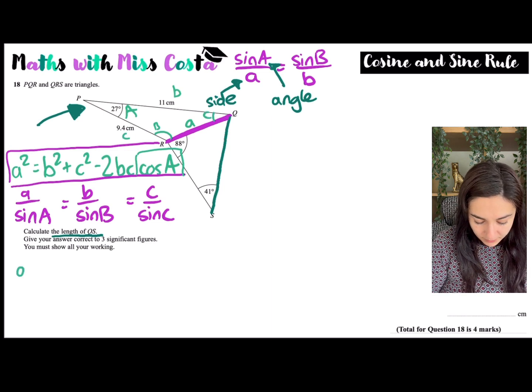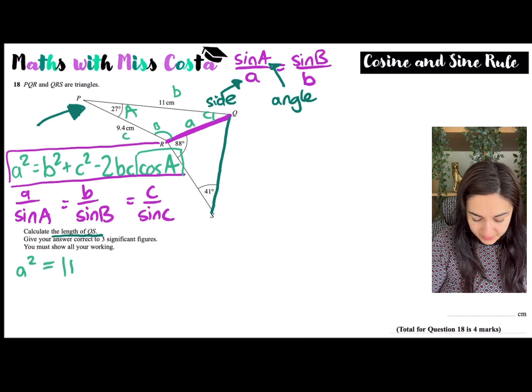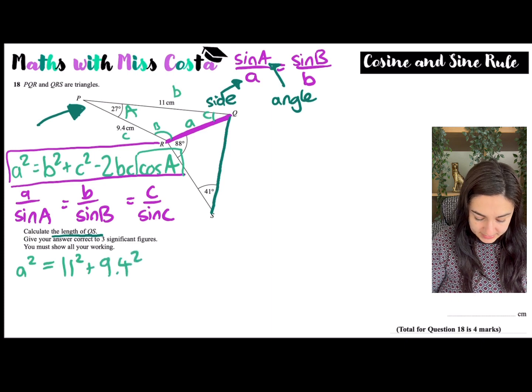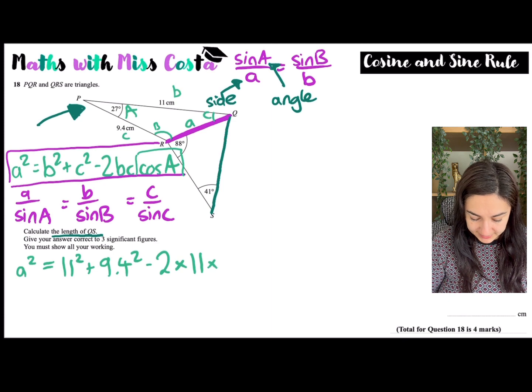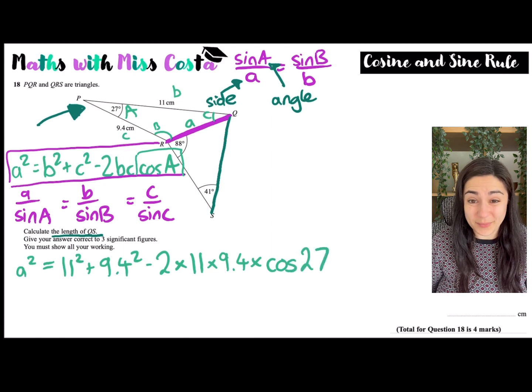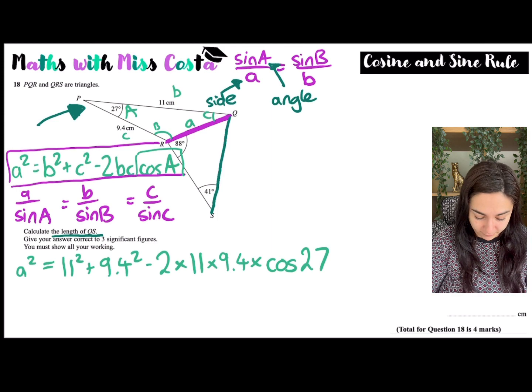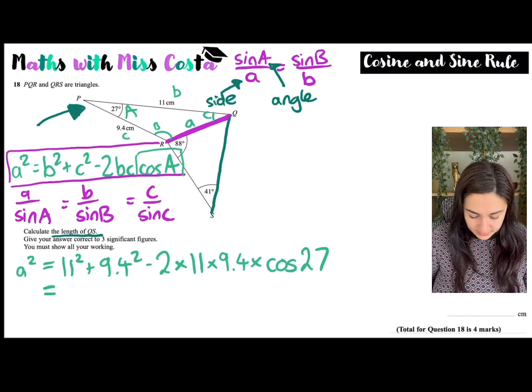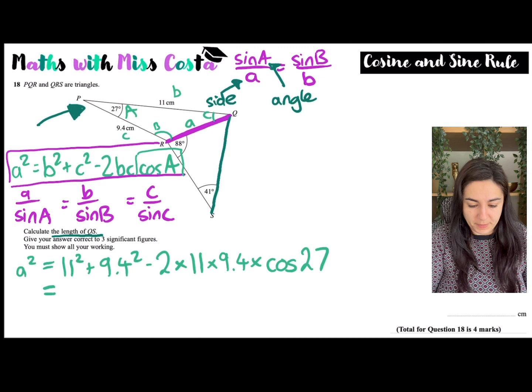So if I wanted to work out a squared, what do I put in? b squared, which is 11, plus c squared, 9.4 squared, take away 2 times b, which is 11, times c, which is 9.4, times cos A, and the value of the angle is 27. So all I'm doing is plugging those numbers into this formula. So let's do that bit by bit just to show you.